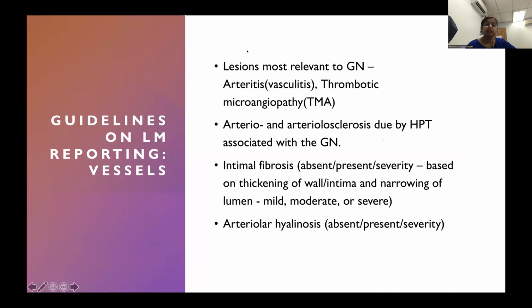So for guidelines for vessels, basically you have what we call vasculitis and TMA. We have hypertensive associated changes as well. You need to address the thickening of the vessel, whether the fibrosis is severely thickened, how bad is the intimal thickening, how bad is the narrowing, is it mild, moderate, or severe, and if you have an arteriolar hyalinosis, it's also good to mention. Are we running short of time?